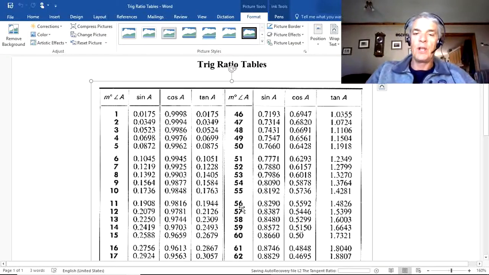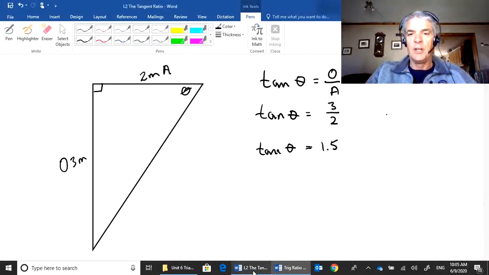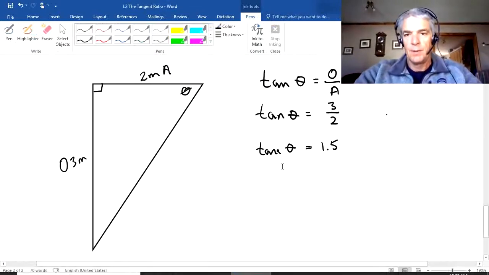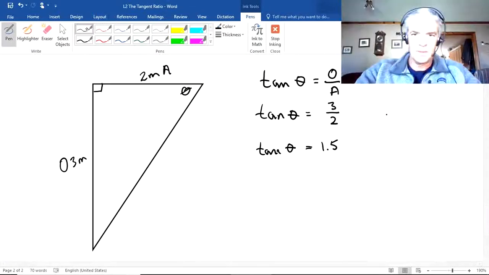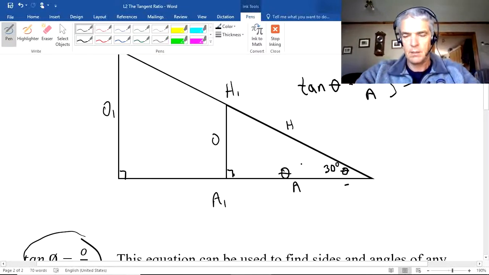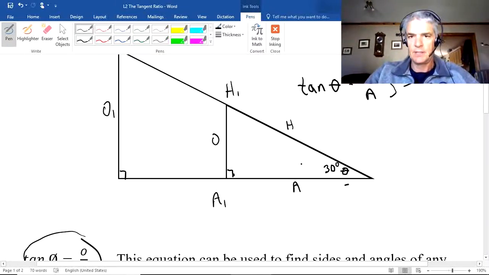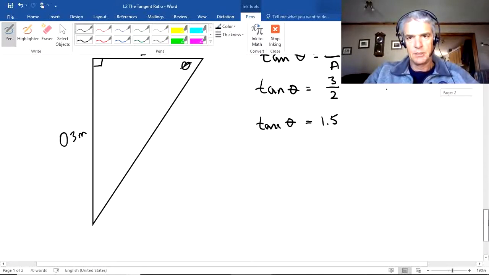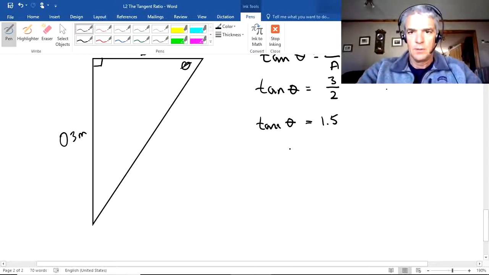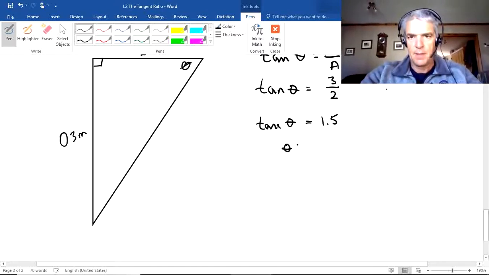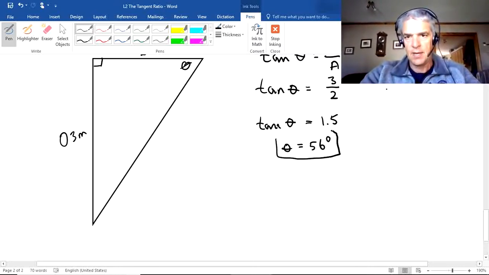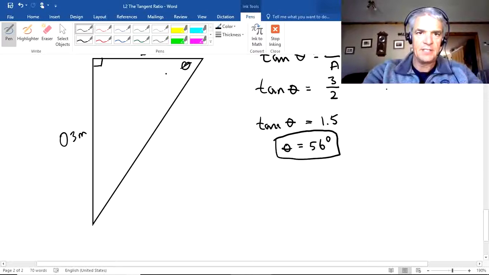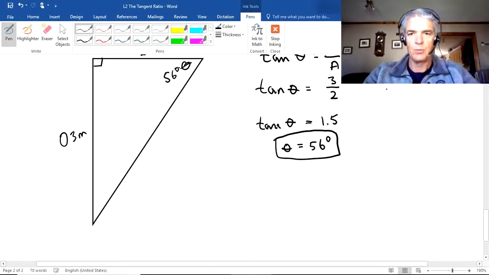So if we go back to the other question, I now say, therefore, theta equals 56 degrees. That's right here. And now I could write that 56 degrees right in here as well.